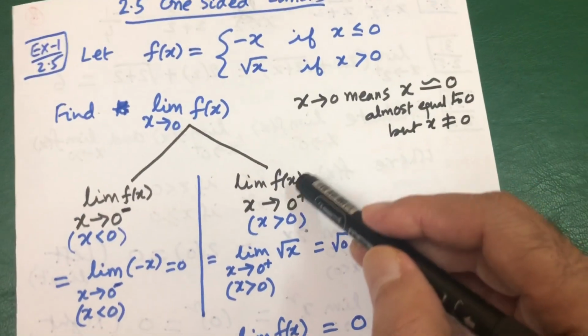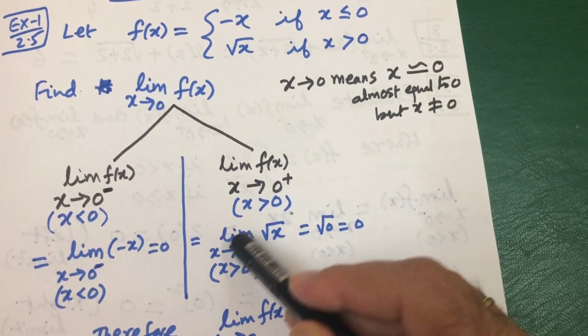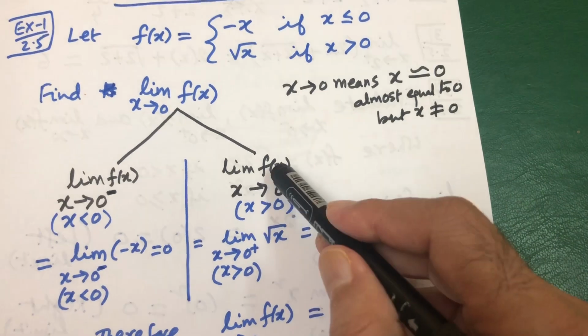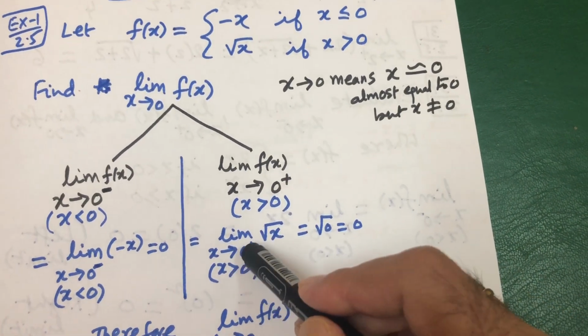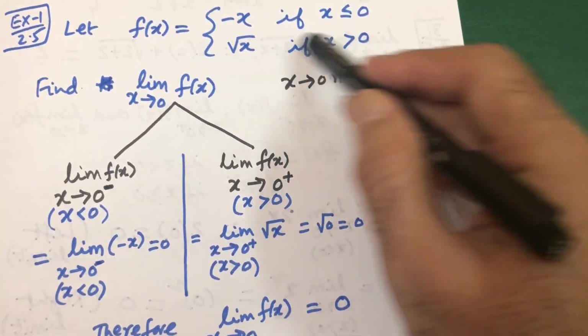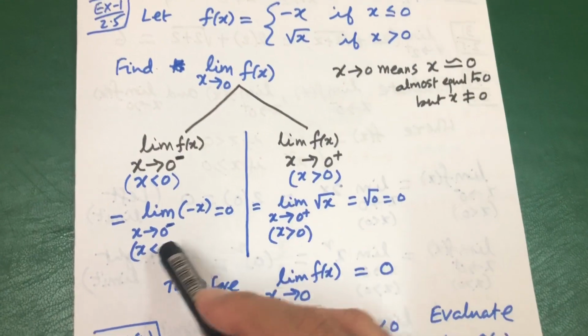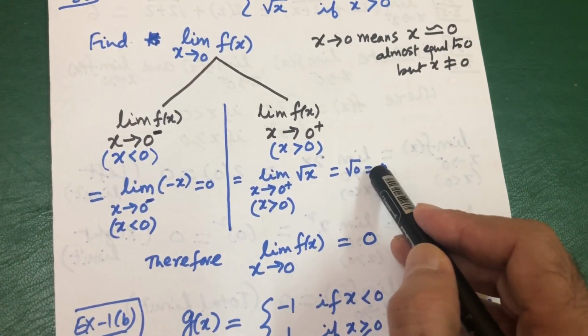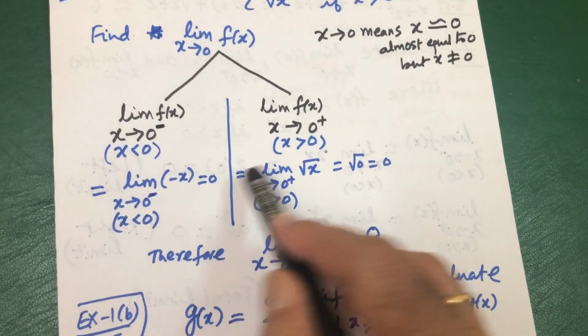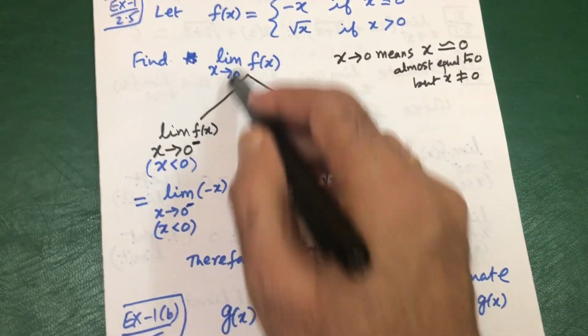Similarly, limit x tends to 0 plus of f(x), that is the right side limit. I have to put this value, because x tends to 0 plus means x is almost equal to 0 and x greater than 0. So I will simply put x equal to 0, and I get 0. So the left limit answer is 0, the right limit is 0. Sometimes they may not be equal. In this case they are equal, so the total limit will be 0.